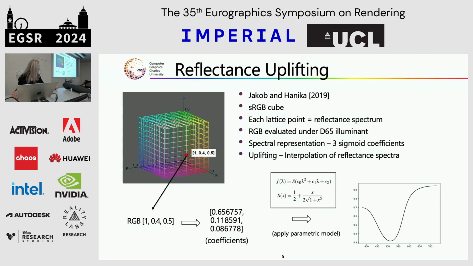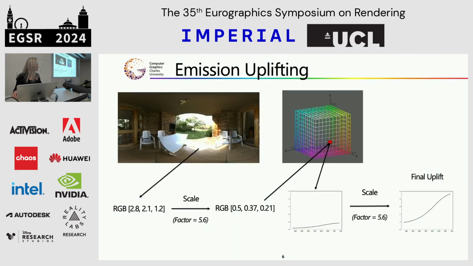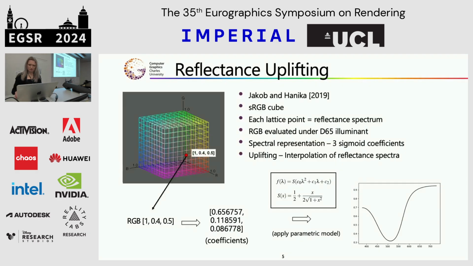And to uplift an arbitrary RGB value, basically the voxel the RGB value falls into is found, and the spectra at the corners are interpolated. And this all results in smooth and simple spectra that are usually found in nature.